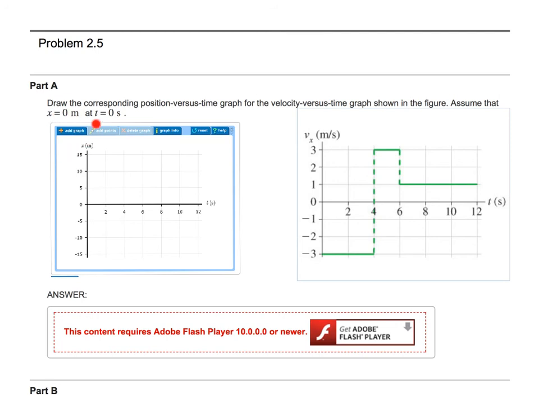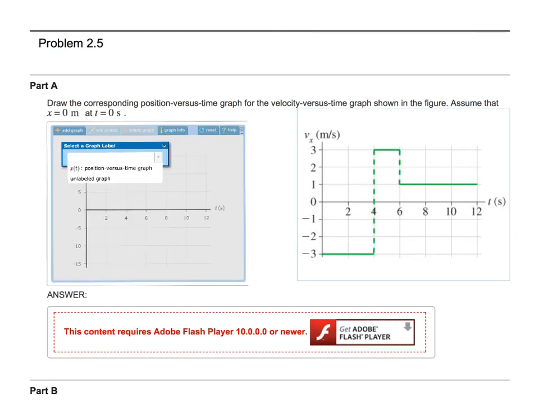And so you're going to click this Add Graph button, and it's going to pop up with this box here, and we're going to select a position versus time graph. And what we're ultimately going to do is click on that initial point where we want to start the graph from. That point is going to be the origin here, because it tells us that our object starts at a position of 0 at time t equals 0.